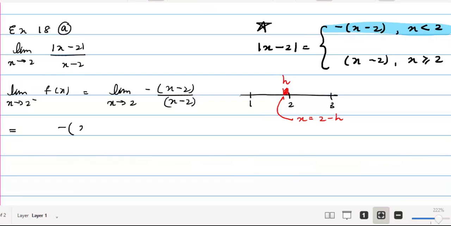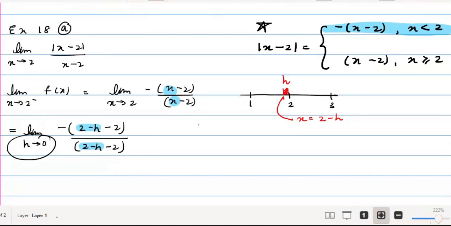So what is x? This is negative, 2 minus h minus 2, and here I have 2 minus h minus 2. Okay, so what did I do? I replace x with 2 minus h. And what is h? h is a very small interval between x and 2, and we want that interval to become 0. So as h becomes very close to 0, x will become very close to 2. That is the logic.